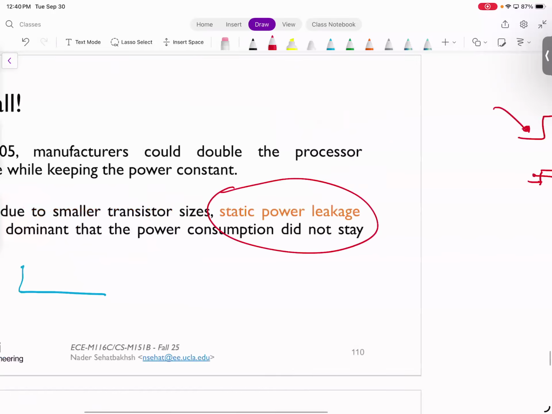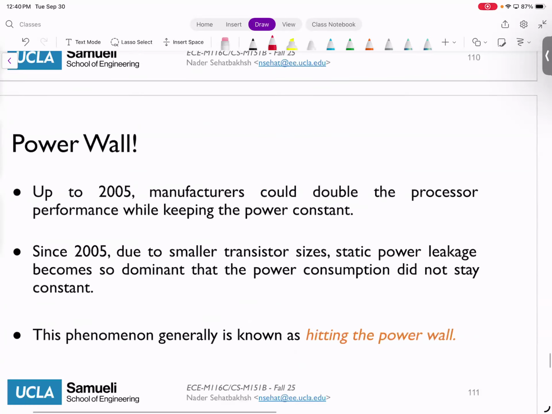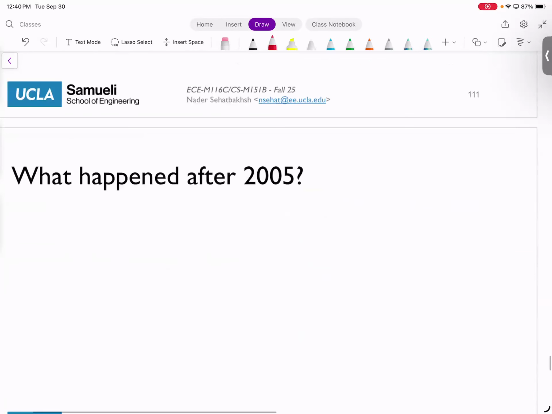At that point in history, when the transistors became very small, this static power leakage became significant. And since you had billions and billions of them, all supposed to be off but actually leaking, this caused lots of problems in terms of power consumption. So although we had the technology to increase the number of transistors, we couldn't do it because we couldn't power them on. This phenomenon is called hitting the power wall. So what did we do instead?